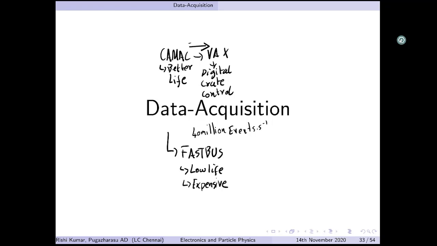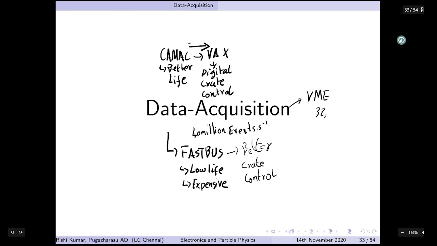So the distinction between the CAMAC and the fastbus is not the number of bits it's transferring, but that the fastbus has better crates, or crate control, as they say. They both had the same number of bits being transferred per microsecond, 24 bits. But the VME gave people 24, I'm sorry, 32. Sorry. 32 bits. So yeah. Maybe I should write this. Yeah, 32 bits.